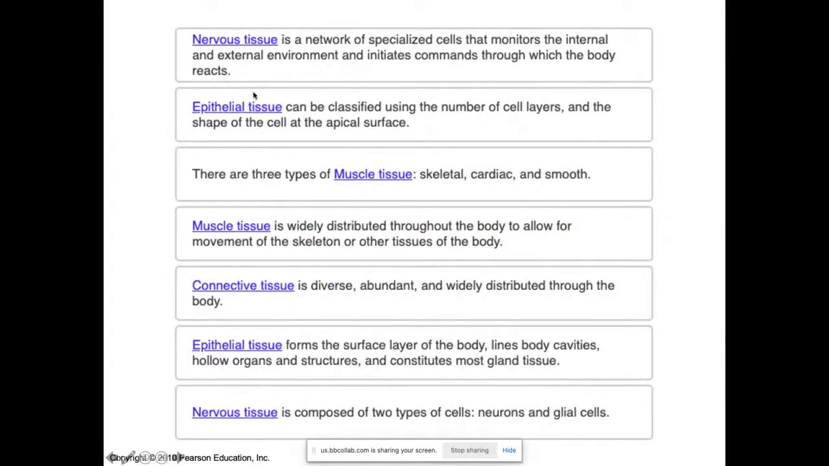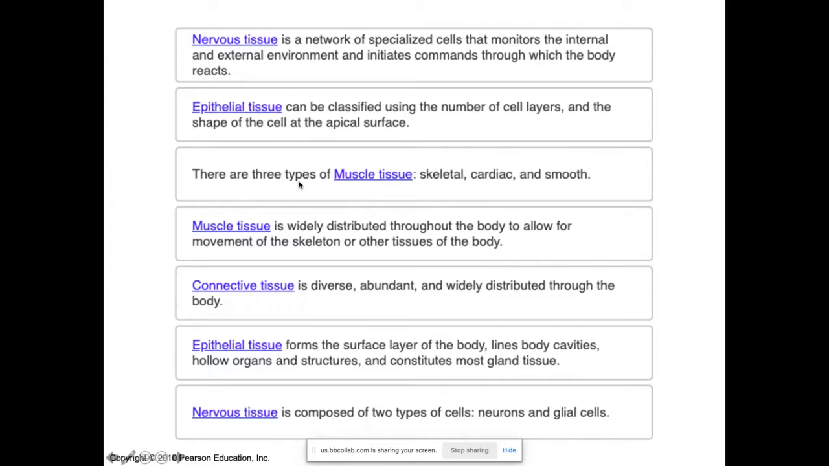So now let's see, this would be drag again. Blank is a network of specialized cells that monitors the internal and external environment and initiates commands through which the body reacts. And if you had to choose between these, the only answer in terms of monitoring internal and external environment is the neural system. It's nervous tissue. Which one can be classified using the number of cell layers and the shape? We covered that. That's epithelium. Is it simple or stratified? Is it cuboidal? Is it squamous?